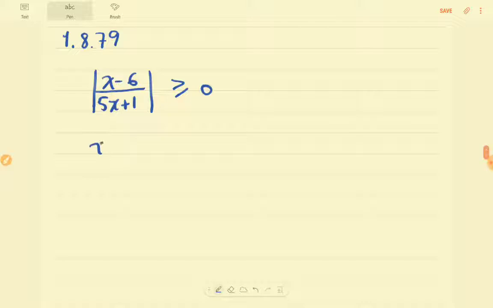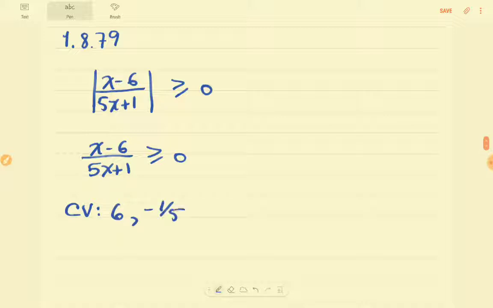So what you have to do instead is set each, the numerator and the denominator, equal to 0 and solve so that you can find out the critical values. And we will get the critical values of x equals positive 6 and negative 1/5. And this one right here is actually not one that we can use in our final solution, but it is one that we can use to divide up our number line.